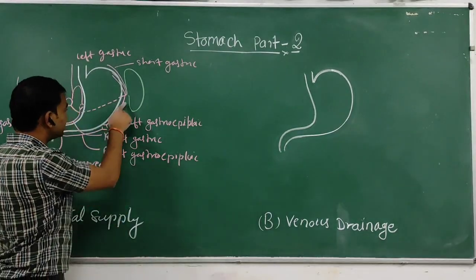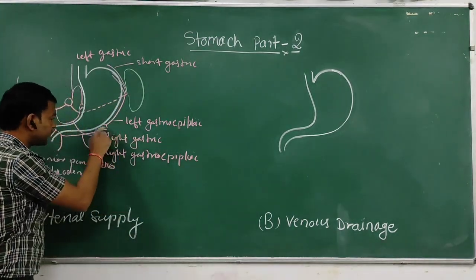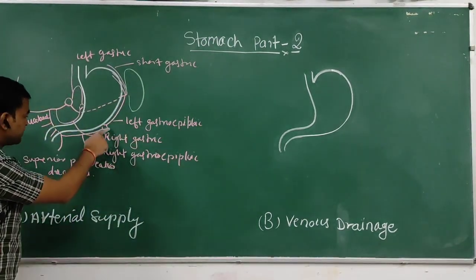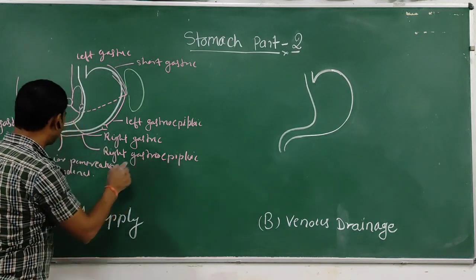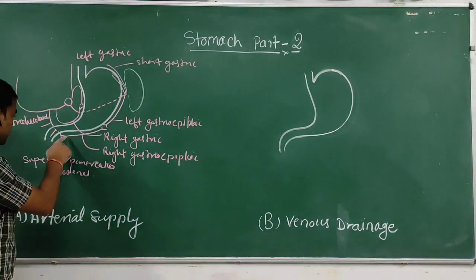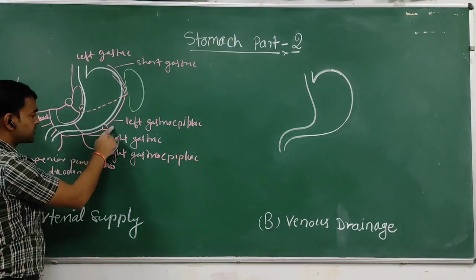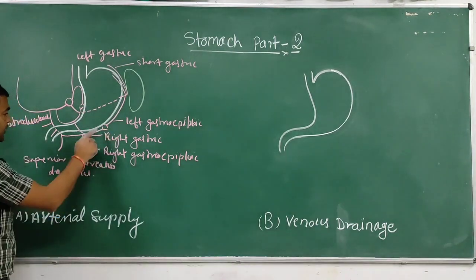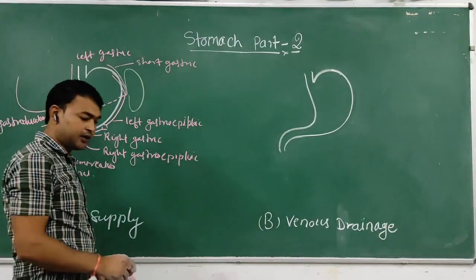अब नीचे it give a left gastroepiploic branch supplying the greater curvature of the stomach, which is anastomose with the right gastroepiploic artery branch from the gastroduodenal artery. Okay, so this is the branch from the gastroduodenal artery. So these two arteries anastomose with each other, the greater curvature of the stomach. So this is the arterial supply of the stomach.